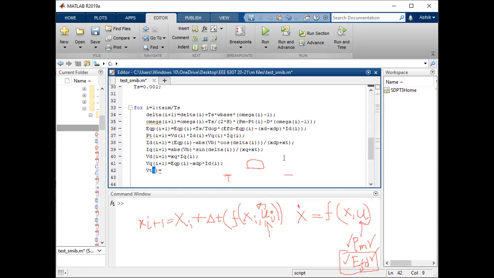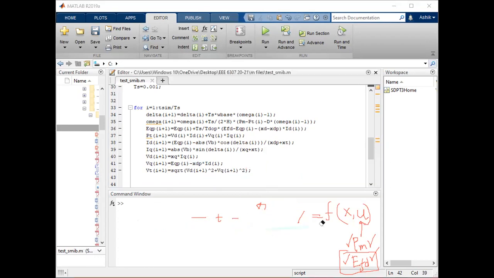in each iteration if we want. And that is simply by taking the square root of VD squared plus VQ squared. So VD(i+1) squared plus VQ(i+1) squared. It is correct. Let's check. Once we run, if there is any error, we should get the error back. So let's erase these things now. We don't need them.